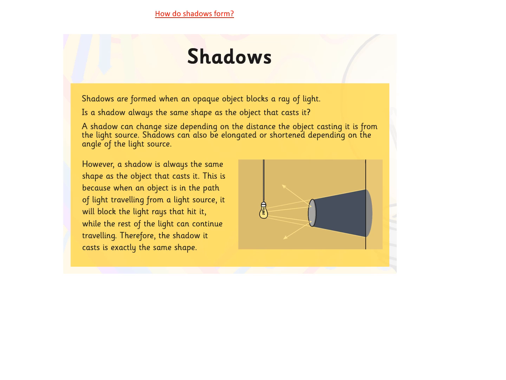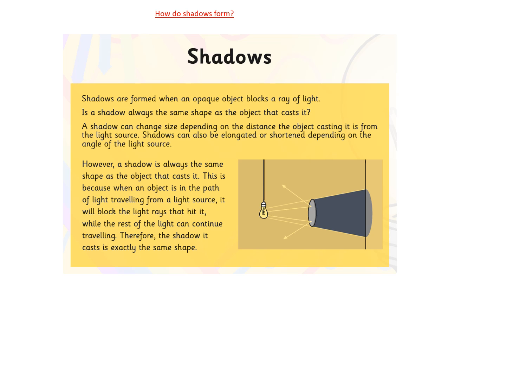Okay, year six. So you've looked at how we see colours last week. Now we're looking at how shadows are formed. So when an opaque, remember we looked at that, opaque meant no light could go through. We had translucent, transparent and opaque. Transparent, all the light can go through. Translucent, some of the light can go through. And opaque, none of the light can go through. So it blocks that ray of light and that forms a shadow.